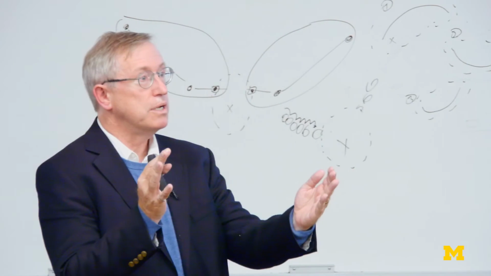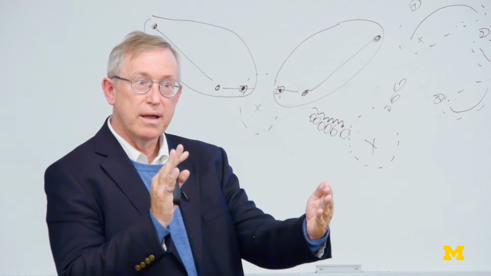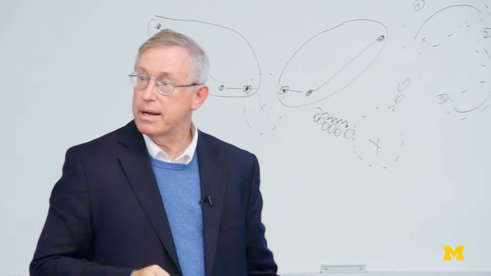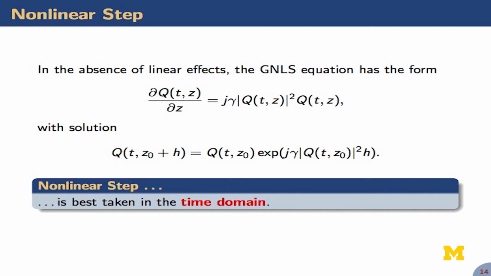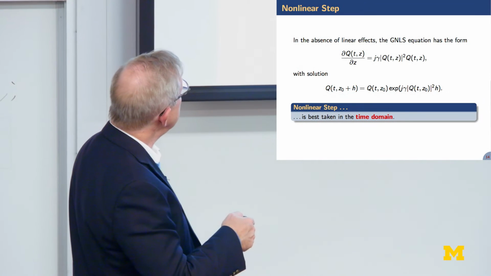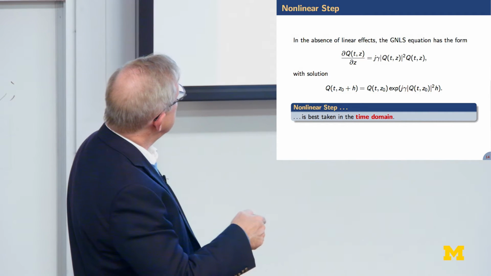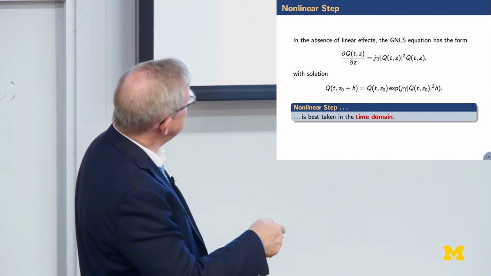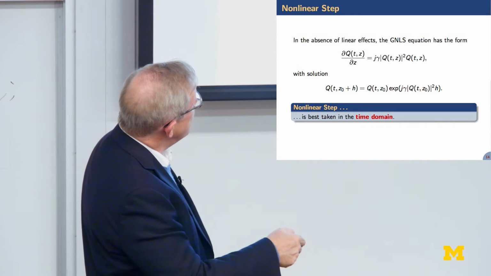And over such a distance, it's short enough that we can handle it numerically. Actually, if you turn the dispersion term off and just keep the nonlinearity, you have a closed form solution for the nonlinear Schrödinger equation. In fact, you see that the field at distance h is just the field at distance z naught multiplied by a phase factor.